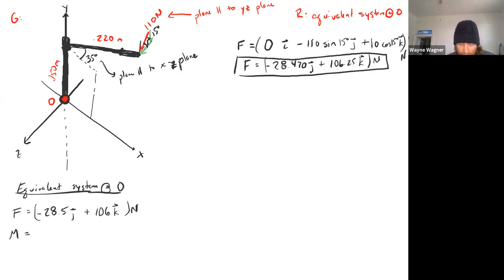The easiest way to get the moment here is to do r cross F, because we're in 3 dimensions. So let's go ahead and do it that way. So here's my r vector. It's going to go from O up to somewhere on the line of that force. So r equals, now we have to think about x, y, and z here. We're going to have some meters out here.